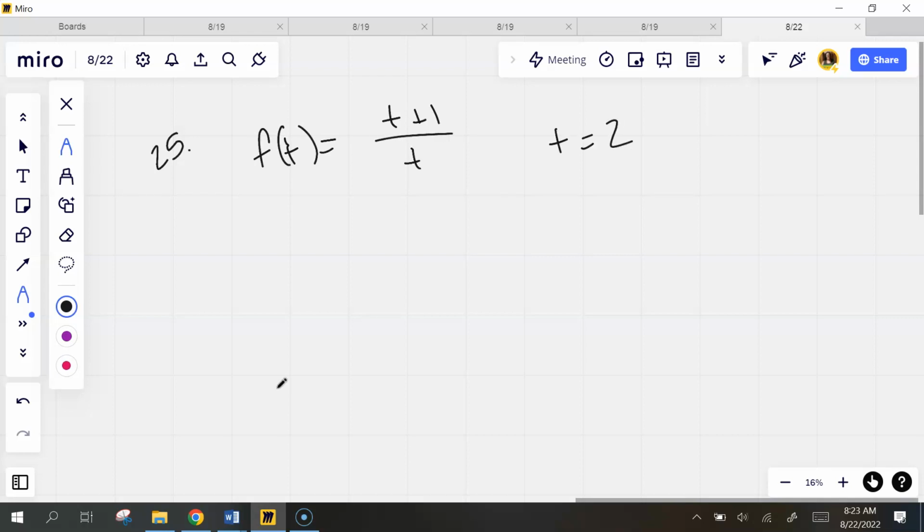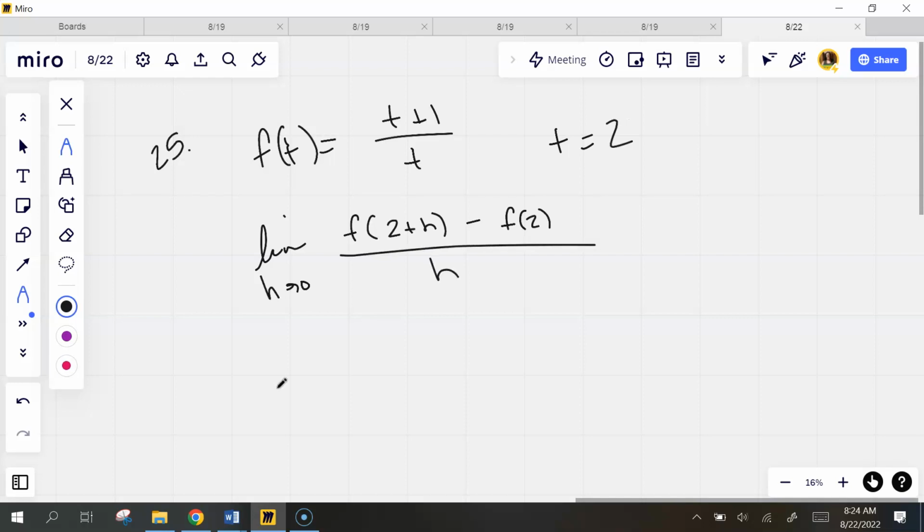At t equals 2. Find the instantaneous rate of change of the position function in feet at the given time t in seconds. So this is just the difference quotient when x is 2. So we do the limit as h approaches 0 of f of, I'm going to go ahead and put the 2 in here.